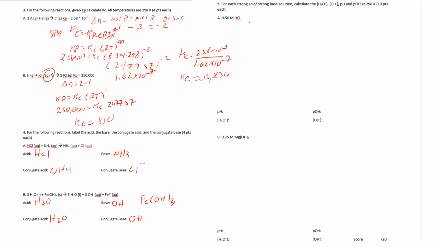Right, next one, strong acid-base solution. So this is a strong acid, so that's 0.50 H3O plus concentration. So minus log of 0.5 is pH.